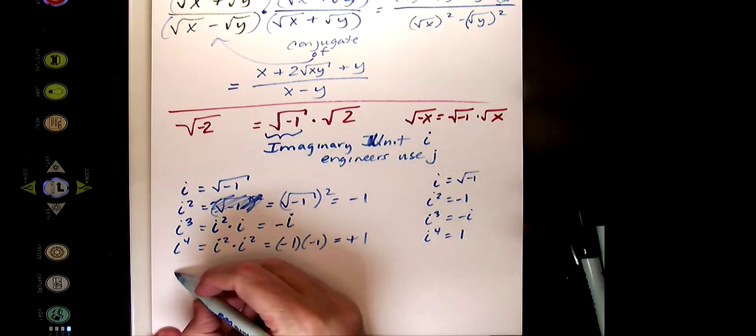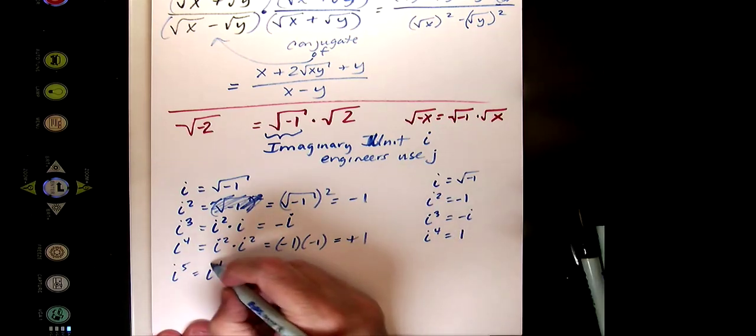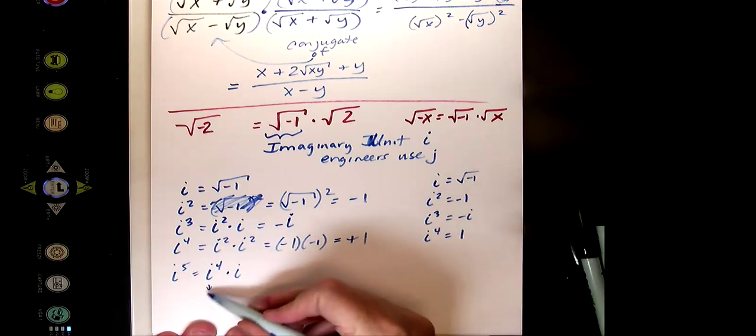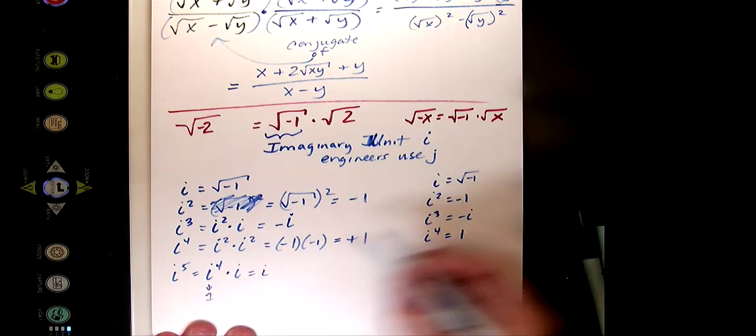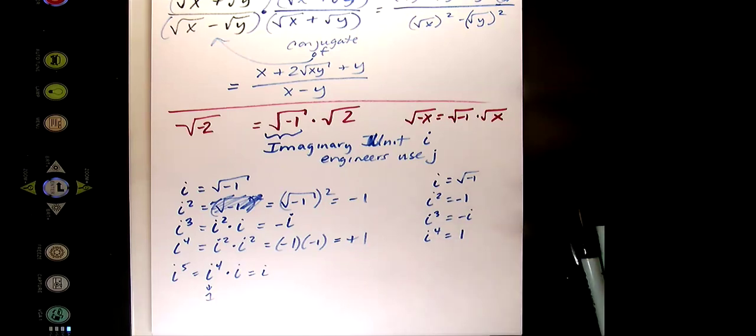If I do i to the fifth, this is just i to the fourth times i. And i to the fourth equals 1. So this is just i. So this is cyclical.